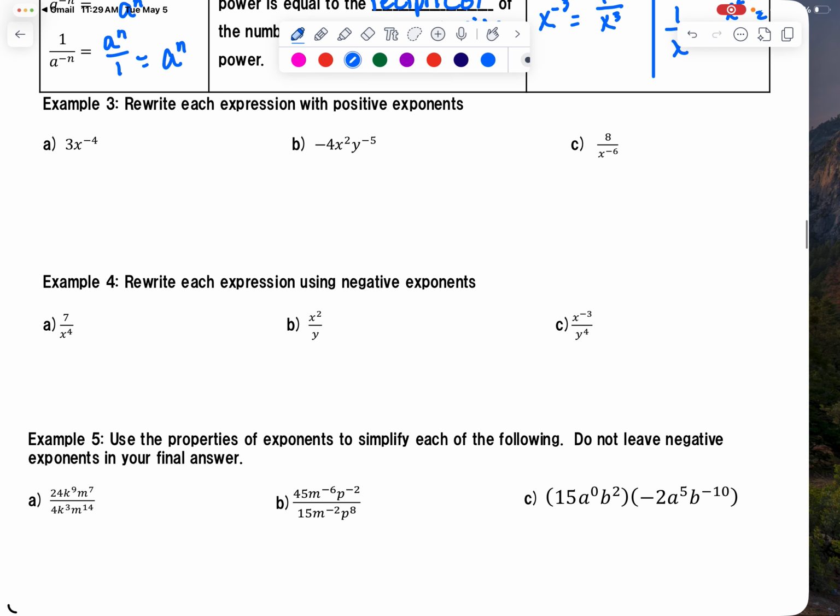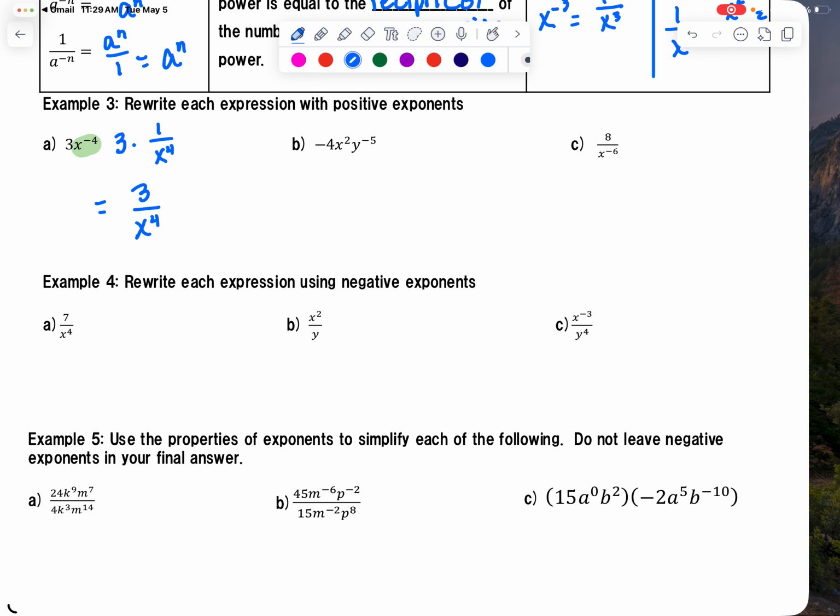Look at example 3. Rewrite each expression with positive exponents. So in problem A, we have 3 times x to the negative 4. Now, what I want you to notice is that negative power is only applied to the x. So we're basically taking here 3 times the reciprocal, which would be 1 over x to the positive 4 power. Now, I could rewrite that as 3 over x to the 4.